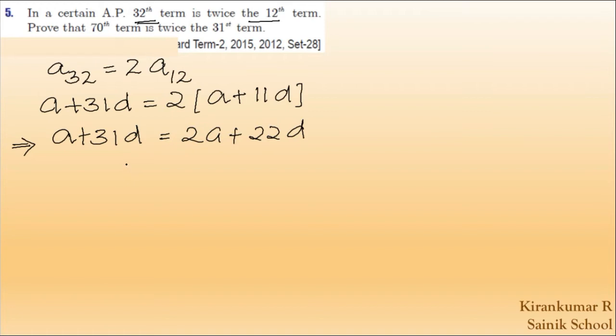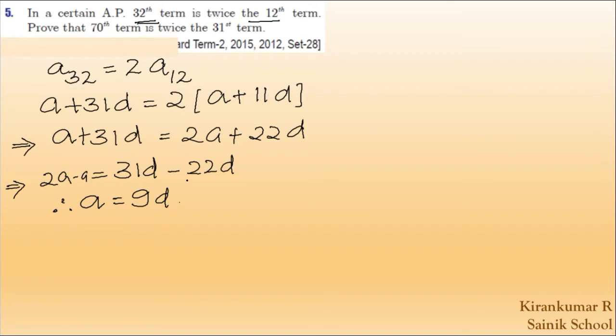So 31d minus 22d will be equal to 2a minus a. So a value will become equal to 9 times d.